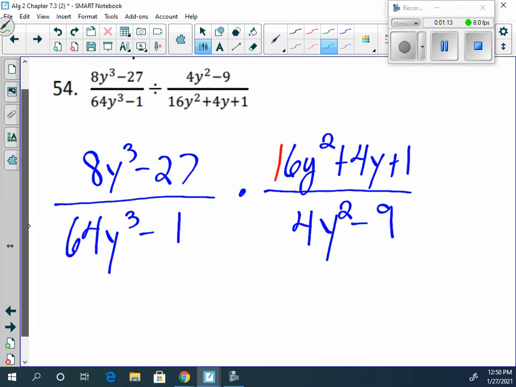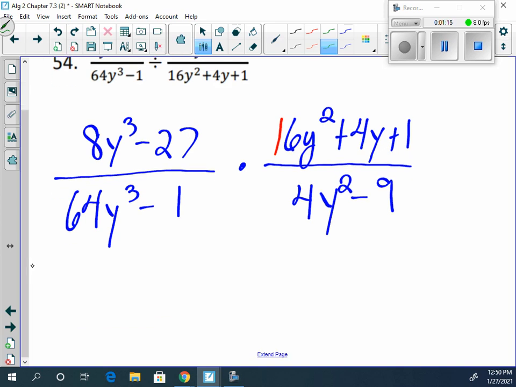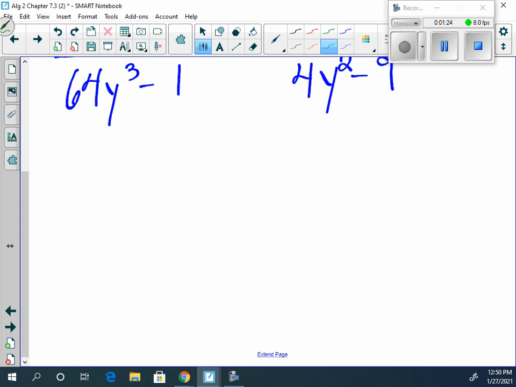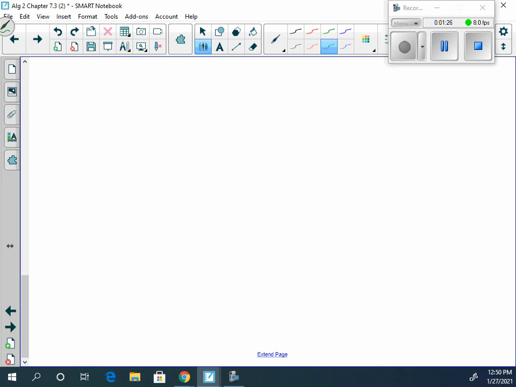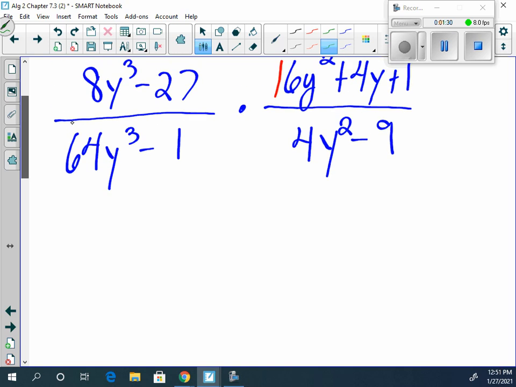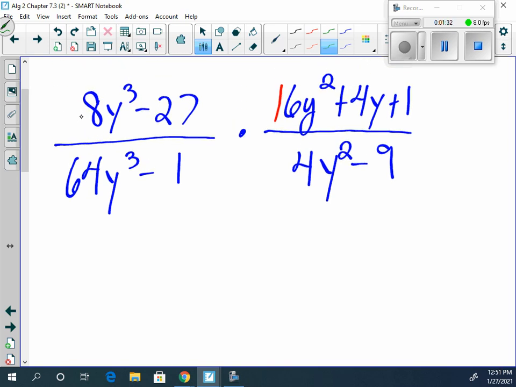Now, that was the first main step, is switching it from division to multiplication. Now we just need to factor them and then cancel out any like terms that are on top and bottom. Let's see.